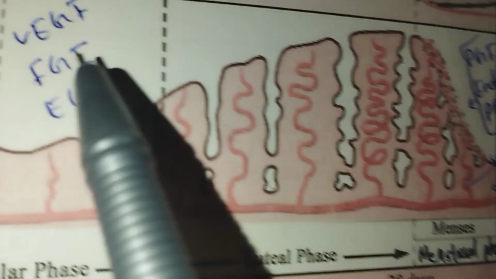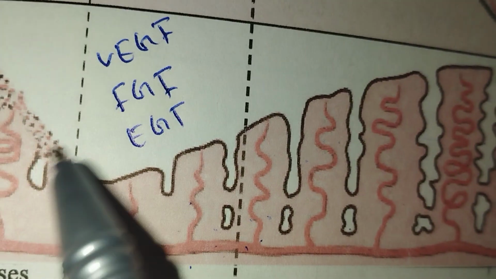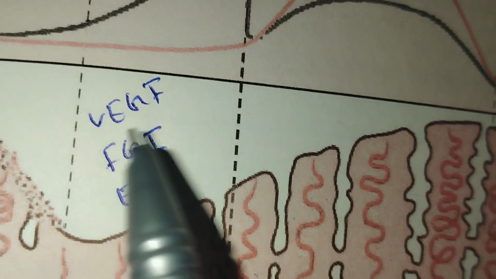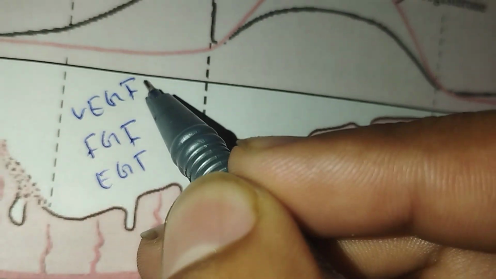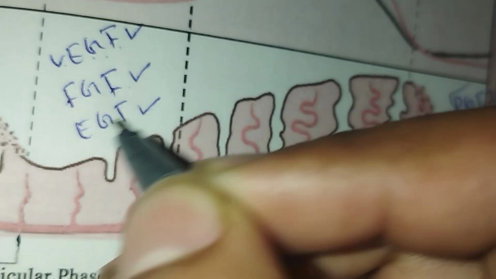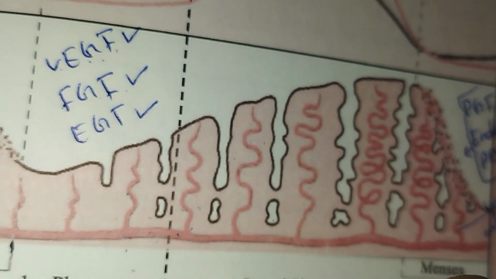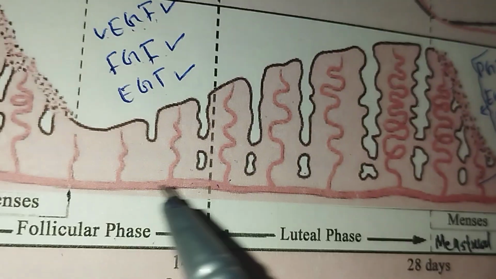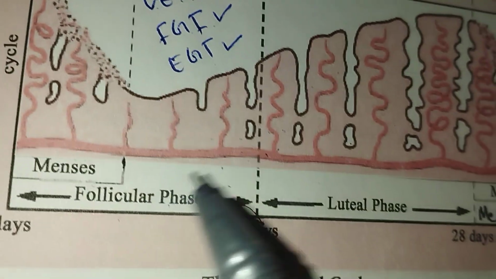Now let's go into the recap. How does growth occur here? Under the action of estrogen, these three factors: number one is vascular endothelial growth factor, second is fibroblast growth factor, and number three is epidermal growth factor. These three will cause the growth of this layer. So now we will summarize this.